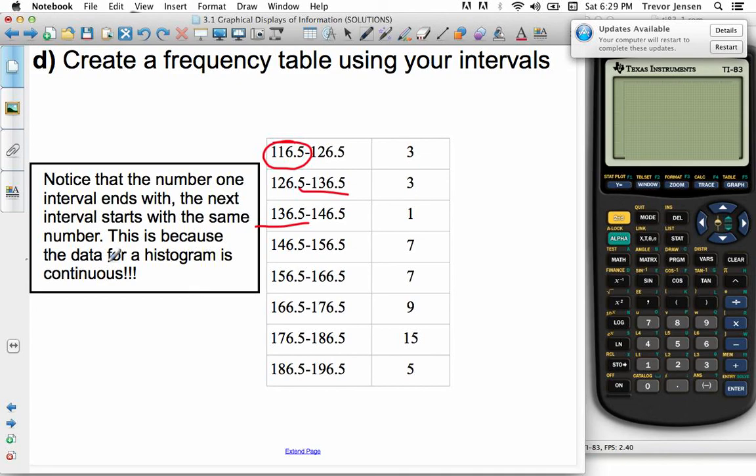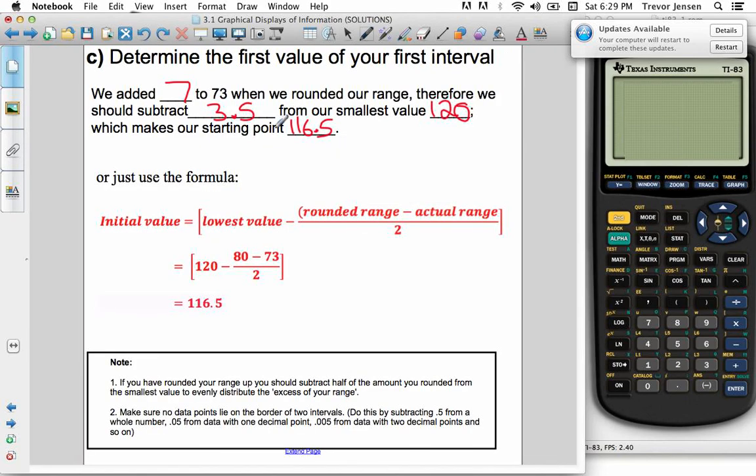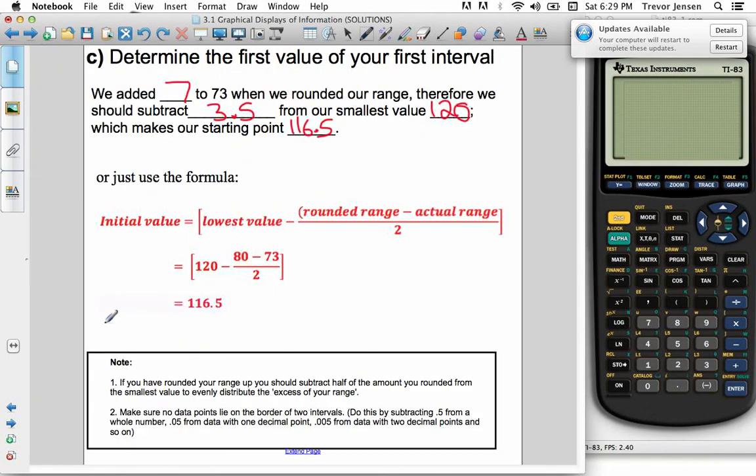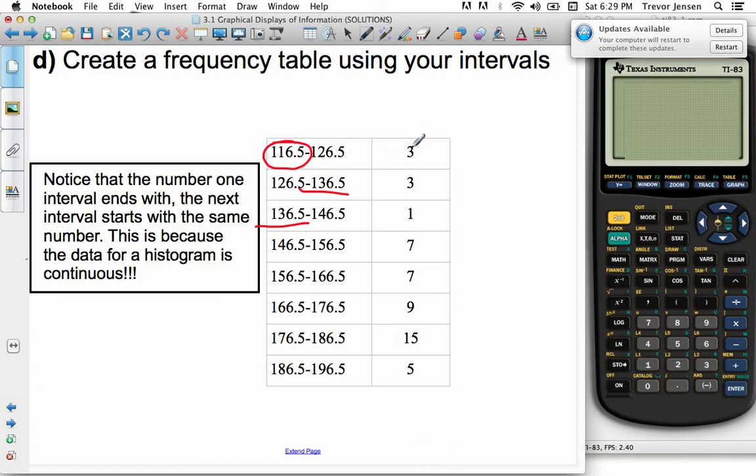Okay? And then you're going to need to count how many data points are between 116.5 and 126.5. So you would go back to your data. How many data points are between 116.5 and 126.5? Well, this one, and this one. So there are 3 data points within that interval. So you would put 3 there. If you do that for all of them, then you would get your frequency distribution, and then we could graph that.